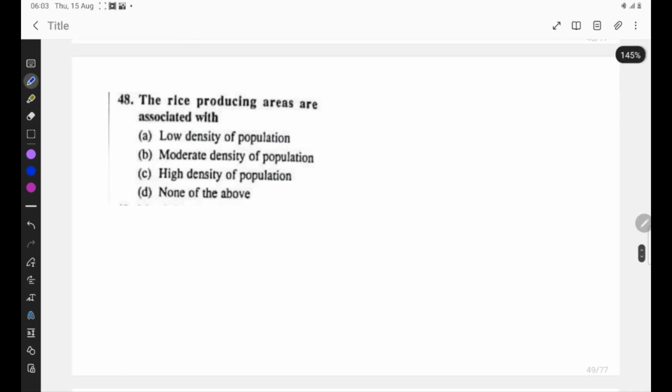The rice producing areas are associated with low density of population? No. Moderate density of population? Not really. High density of population? Yes. C is the answer here.